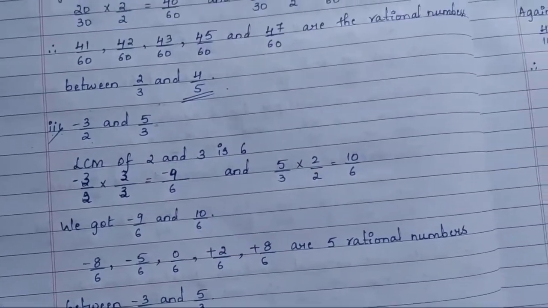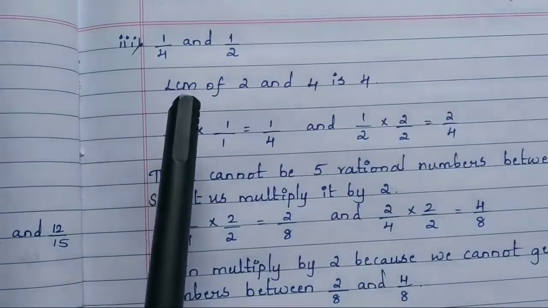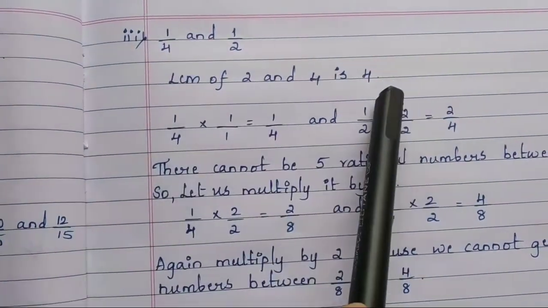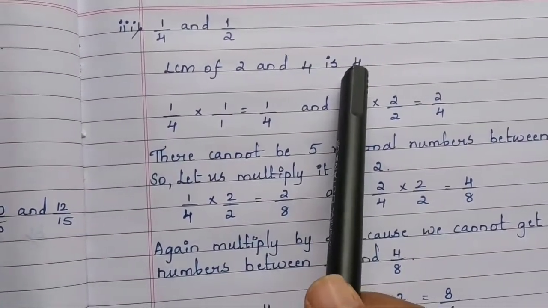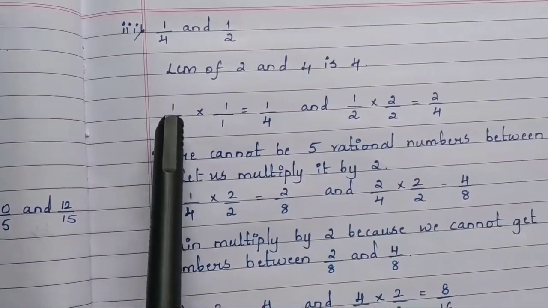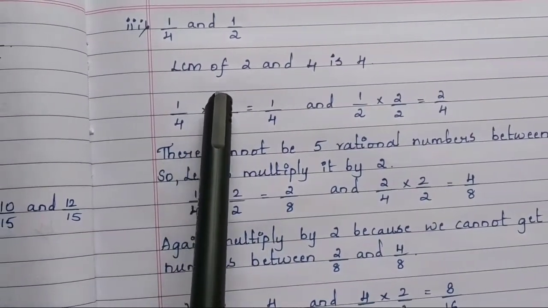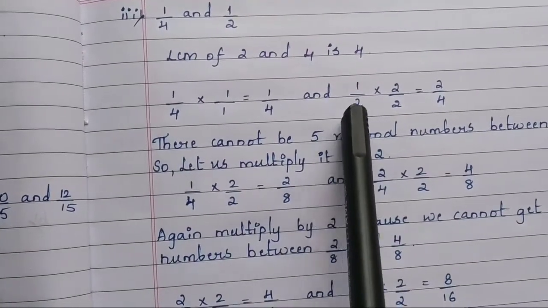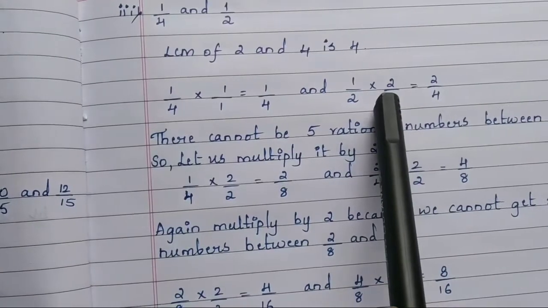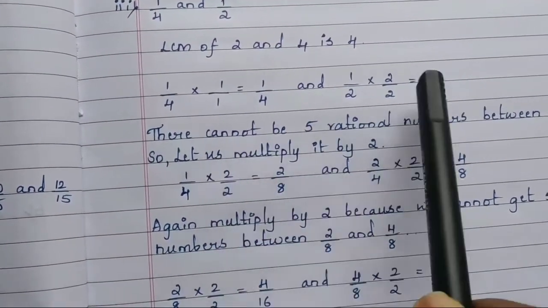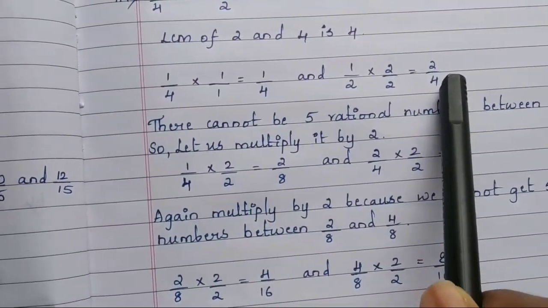Coming to the last problem, that is 1 by 4 and 1 by 2. So we need 5 rational numbers between this. Okay. So the LCM of 2 and 4 is 4. Okay. So it will be 4 into 1 is 4. Similarly 1 will be written in the numerator part. Here 2 into 2 is 4. Similarly this will be written in the numerator part. 2 will be written. We will get 1 by 4 and 2 by 4. So we can see there is no rational number between 1 by 4 and 2 by 4.